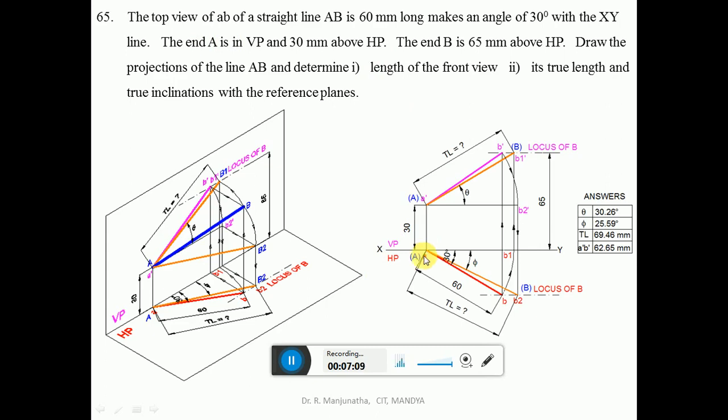You take the point on the XY line and mark this point as small a, and 30 mm above HP. Above HP is seen in the vertical plane, so from the XY line you measure 30 mm and draw a horizontal line. From the point A you draw a vertical projector to the front view so that it cuts the horizontal line at the point A dash.